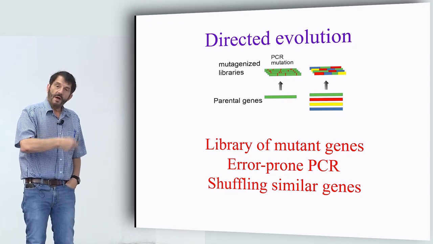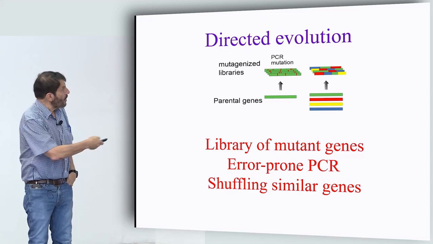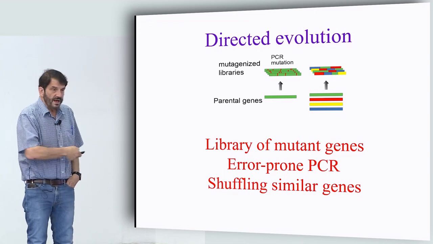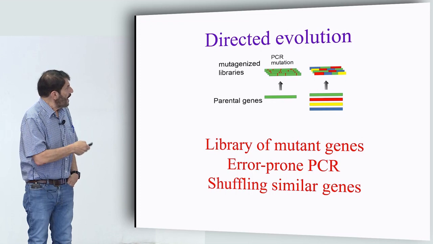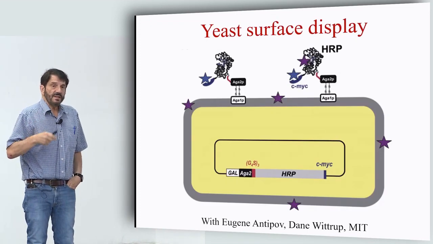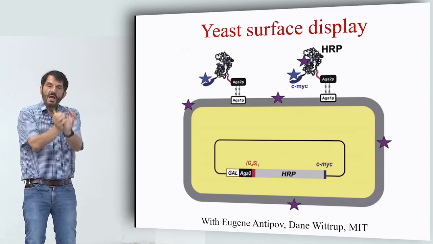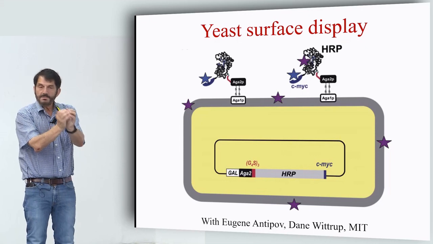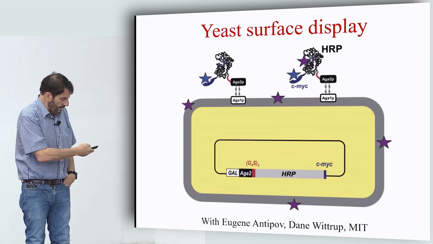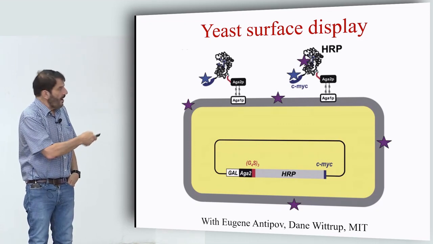You reproduce it with a PCR, but you make many errors. So you do error-prone PCR, so you have many different mutants. Or you can take this and chop it up and recombine it. You can do a bunch of different ways, but essentially you make a library of mutated genes. And in this experiment, we did this by putting them into yeast. We took the mutated genes and made them into a circular plasmid. We put the plasmid into yeast, and we tricked the yeast, working with Dane Wittrup at MIT, to produce many copies of the enzyme on the surface.